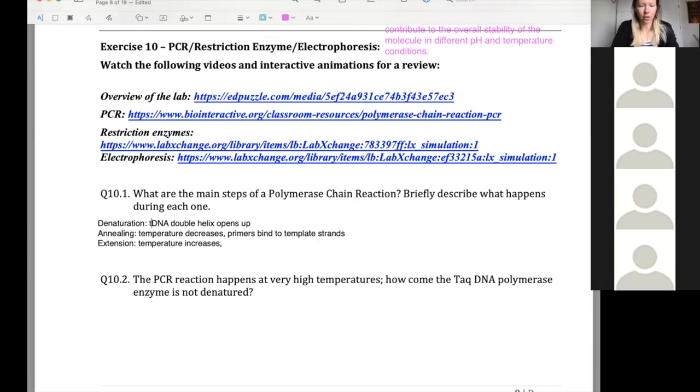And what happens in extension? Primers are extending, I think. Yeah, so the primers are extended by what enzyme? I don't know how to say it. Polymerase? Polymerase, yeah, exactly. So DNA polymerase is going to extend where those primers have been put down. It's just going to extend and make a copy of our template strand.